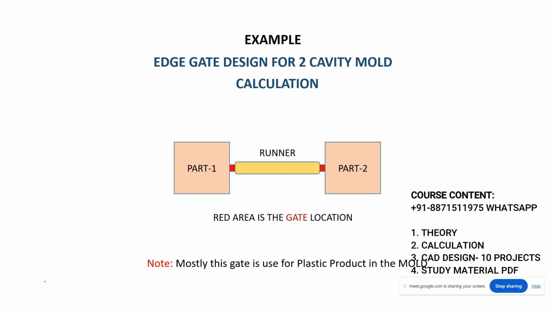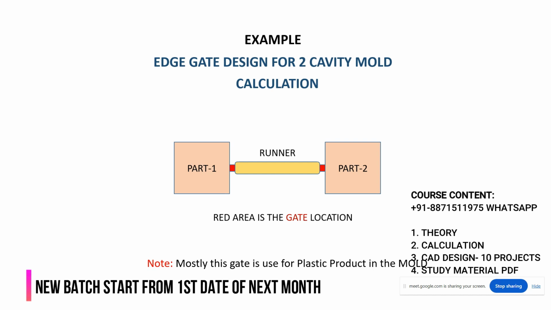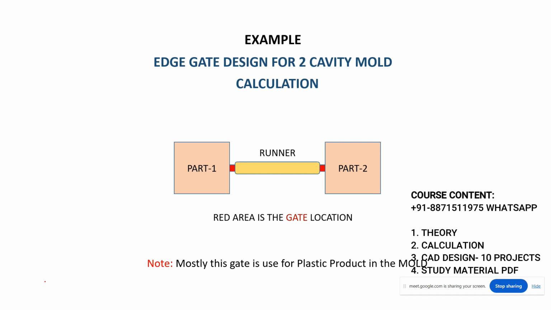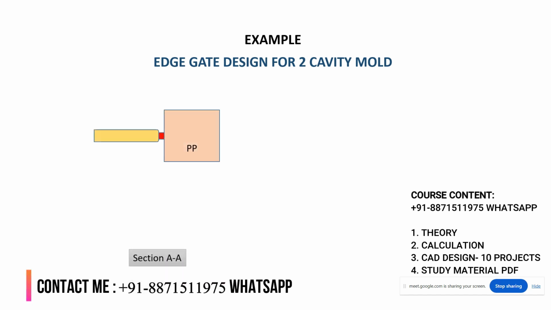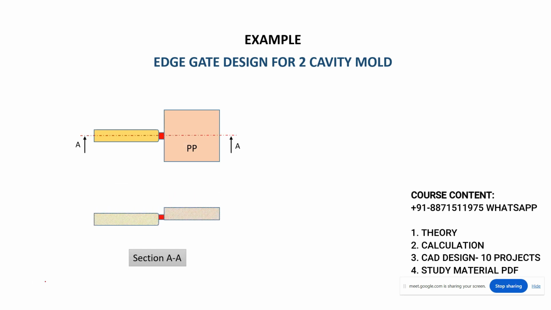Mostly, if I am dealing with a household product or kitchenware product, or a rough use component, any type of plastic component, generally an edge gate is used in multi-cavity. Is it clear? See here, this is the top view. Material is PP. I am taking the section view AA. Here you can see this is the edge gate. In the section view I am showing the height, and in this top view I am showing the width.